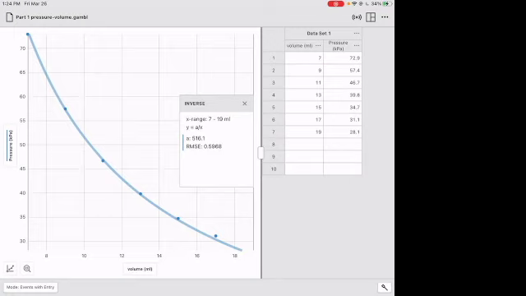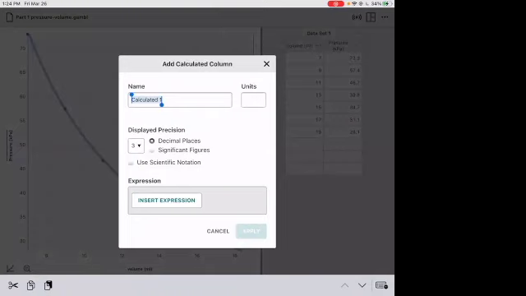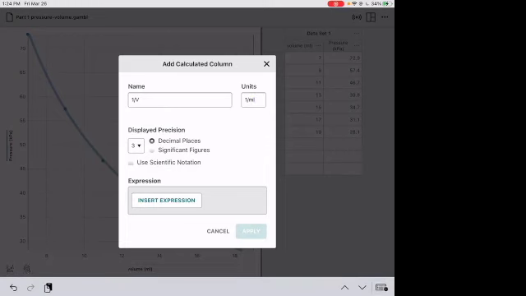They also have a calculated column feature. If we wanted to linearize this graph, we can go to the volume column, hit those three dots at the top, and see different column options. I can add a manual column, but I'm going to add a calculated column. I want to do 1 over volume, so my units would be 1 over milliliters. I'm going to insert an expression for that.